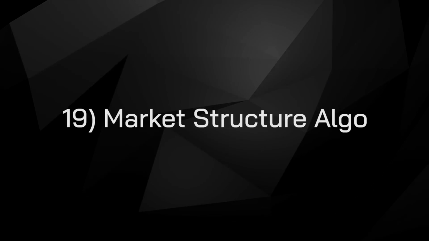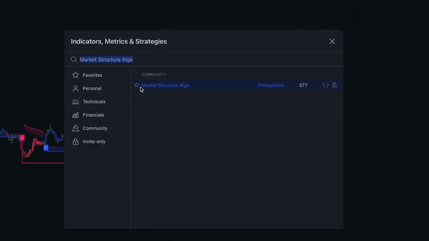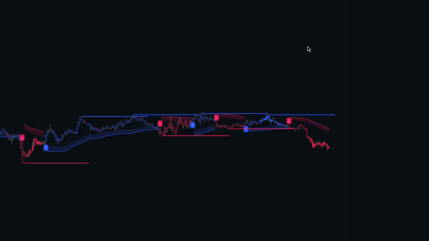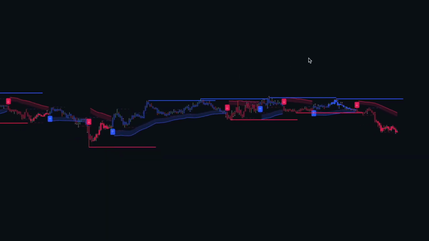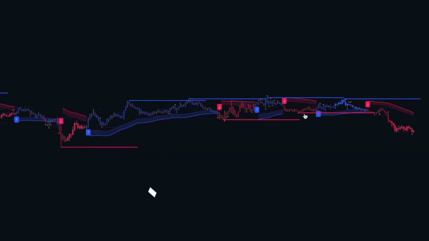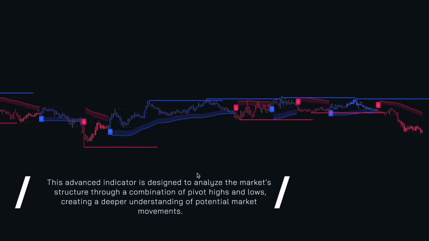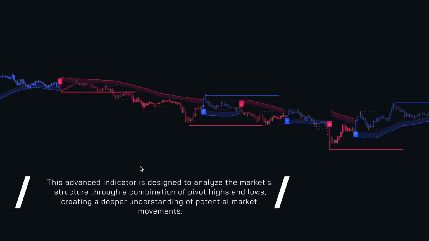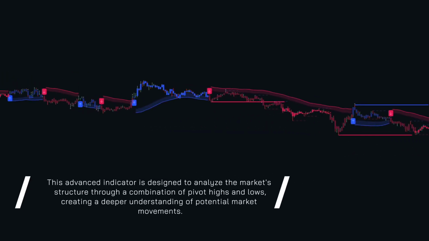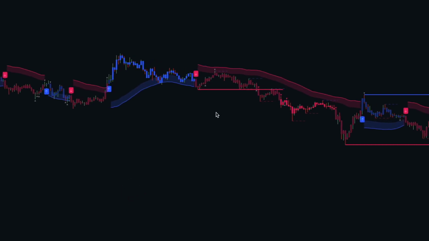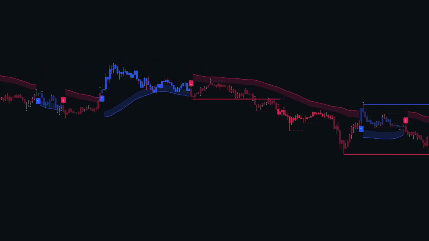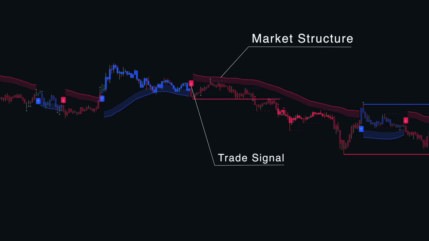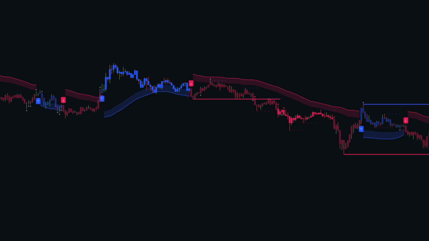On the 19th place, I put an indicator called Market Structure Algo by Omega Tools. Not going to lie, this free tool looks like a premium Lux Algo indicator. This advanced indicator is designed to analyze the market structure through a combination of pivot highs and lows, creating a deeper understanding of potential market movements. The MS Algo distinguishes between internal and external market structures by analyzing pivot points over different periods. This dual analysis allows for better understanding of short-term and long-term market trends.